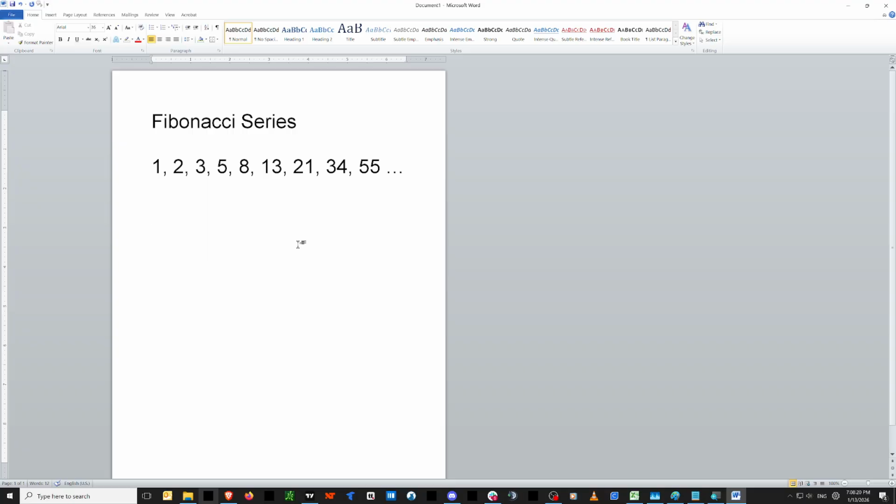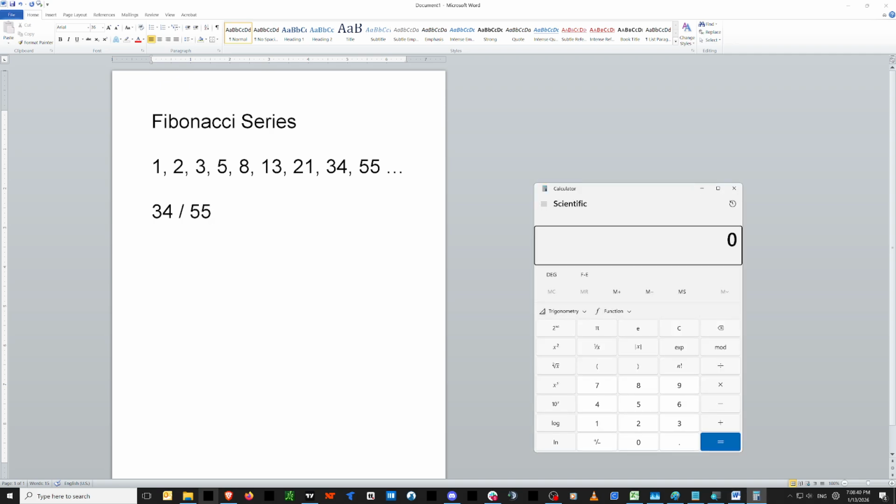But then there's the other way, and that is this. 55 divided by 34. Excuse me, sorry, backwards. 34 divided by 55 is 0.618. This is called the golden ratio.